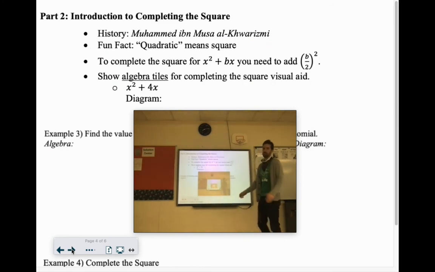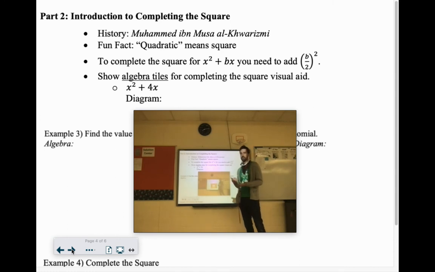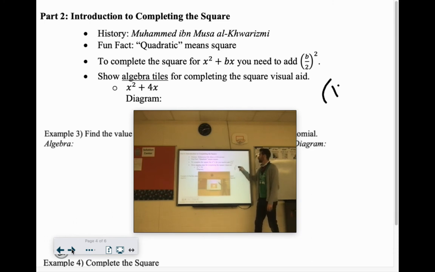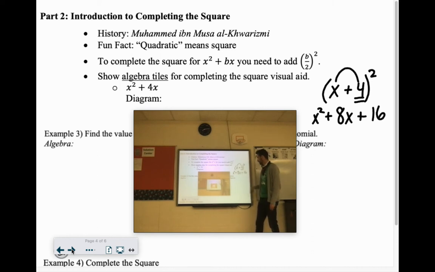So we're going to start introducing you to completing the square. Our goal of completing the square is to turn it into a perfect square trinomial like this, x plus 4 squared. So think about what that looks like if it was FOIL. It would be x squared plus, multiply them together, multiply by 2, 8x, and then you square the last term, 16. We're trying to turn it into this.